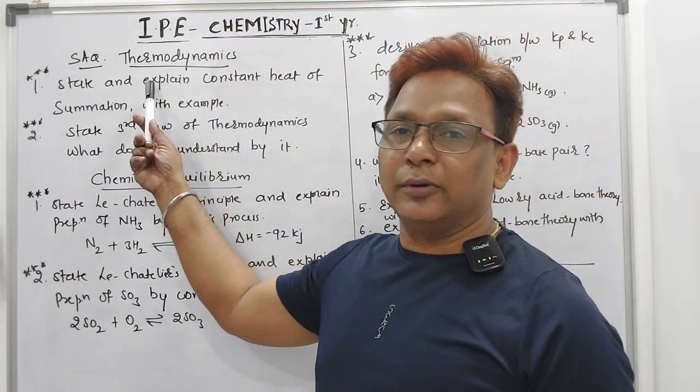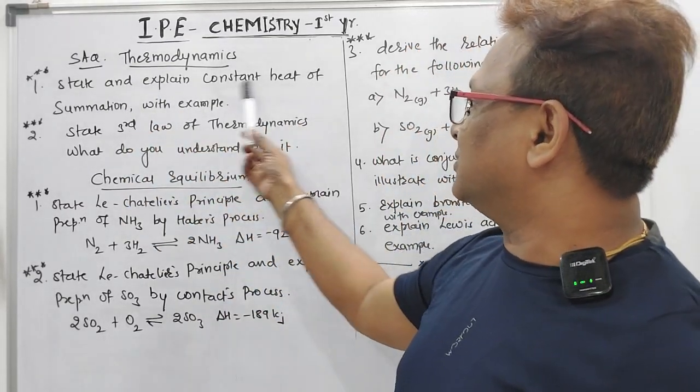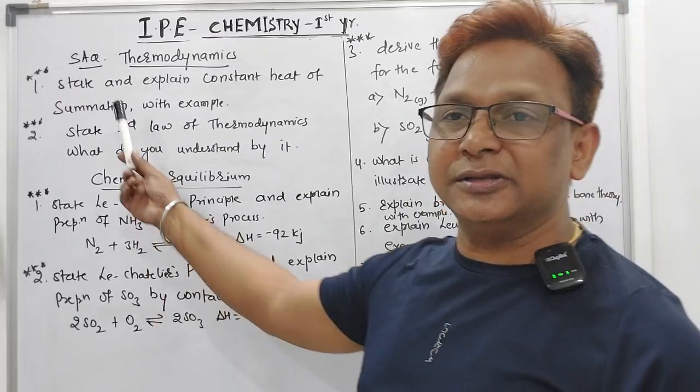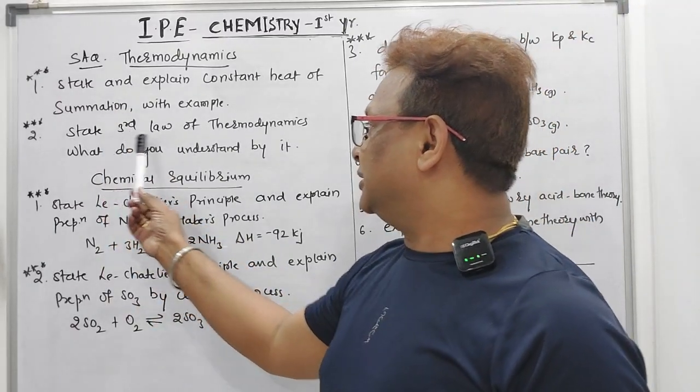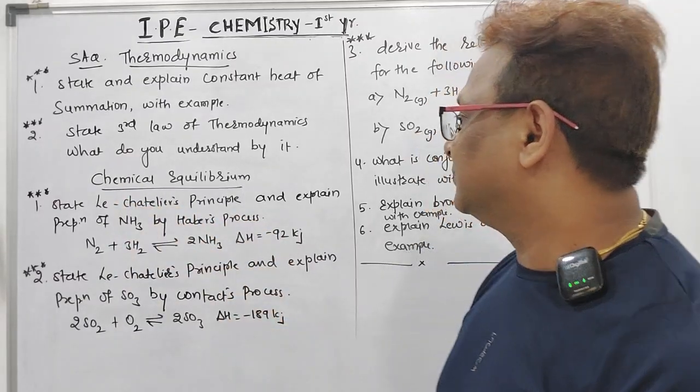Now this is from thermodynamics SAQs. State and explain Hess's law of constant heat summation with example. 3 star, very important. State the third law of thermodynamics and what do you understand by it, 3 star, very important.